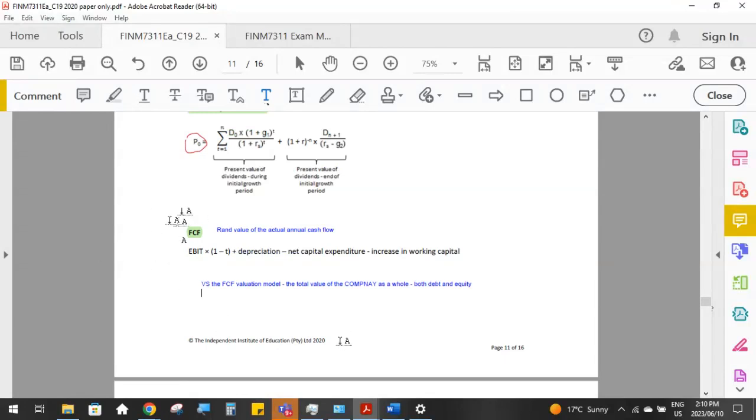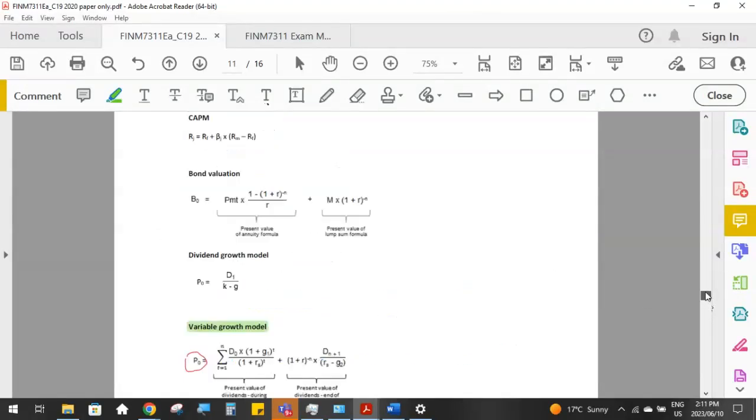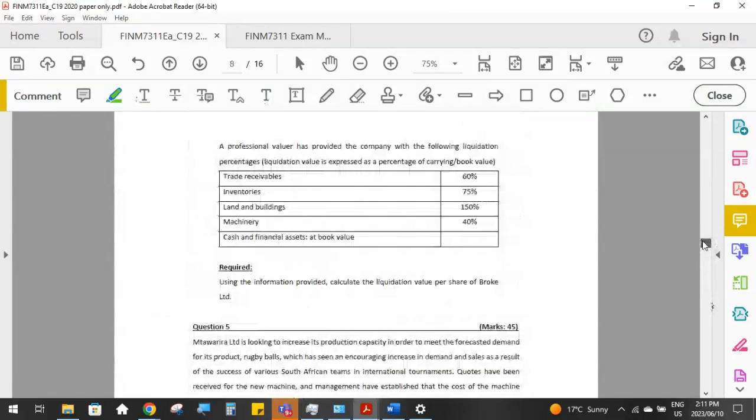This is one of the common mistakes that students make. If they see a question that says free cash flow valuation, they come to the formula sheet and use this formula here, and this is, of course, not a valuation formula. It is the formula for calculating the rand value of the annual cash flow. This is the one that you used in your second assignment. Okay, so let's go back to our question 4.